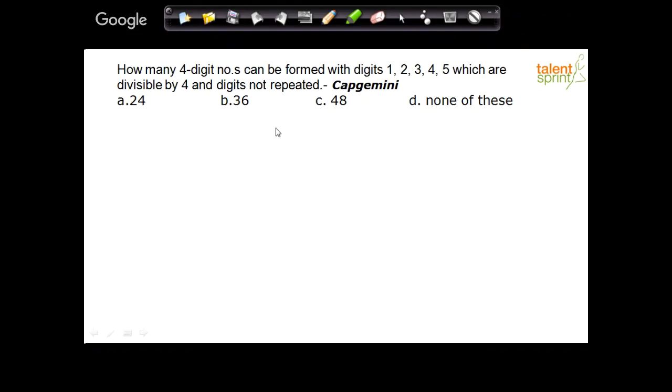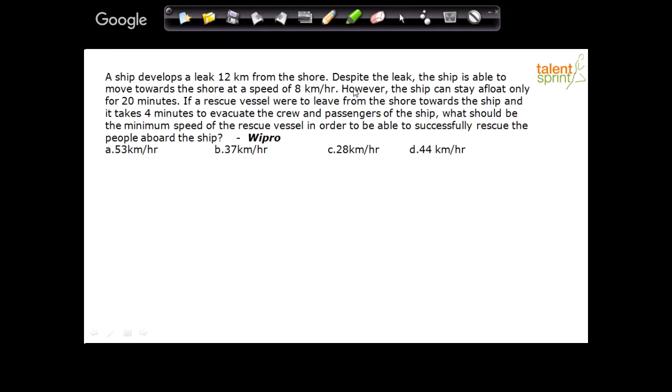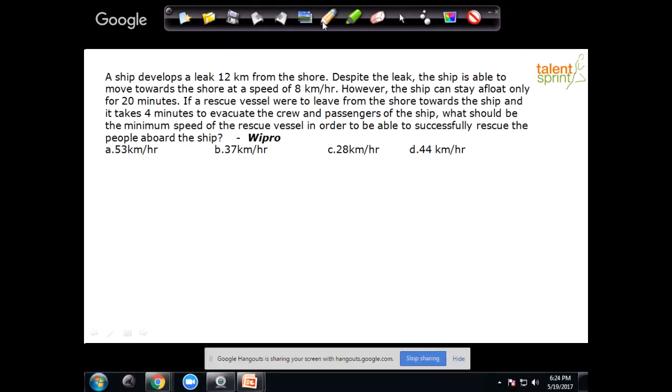Okay, let's move to the next question. The next question for today's session is a time-based question, time and distance, and it was previously asked in Wipro. So let's read this question. A ship develops a leak 12 kilometers from the shore. Despite the leak, the ship is able to move towards the shore at a speed of 8 kilometers per hour. However, the ship can stay afloat only for 20 minutes. If a rescue vessel were to leave from the shore towards the ship, and it takes 4 minutes to evacuate the crew and passengers of the ship, what should be the minimum speed of the rescue vessel in order to be able to successfully rescue the people aboard the ship?